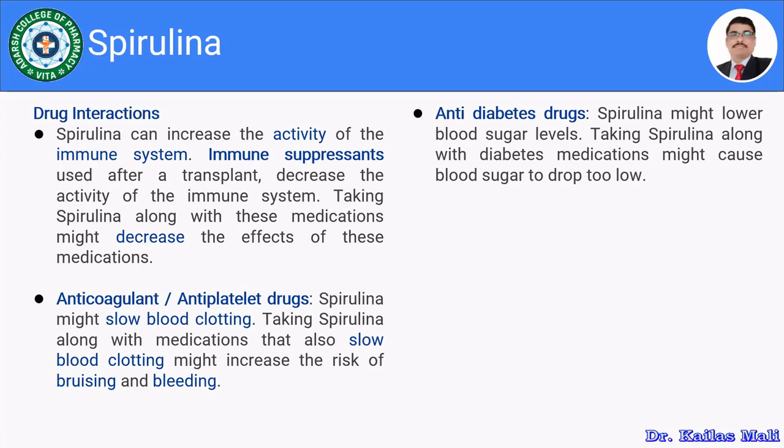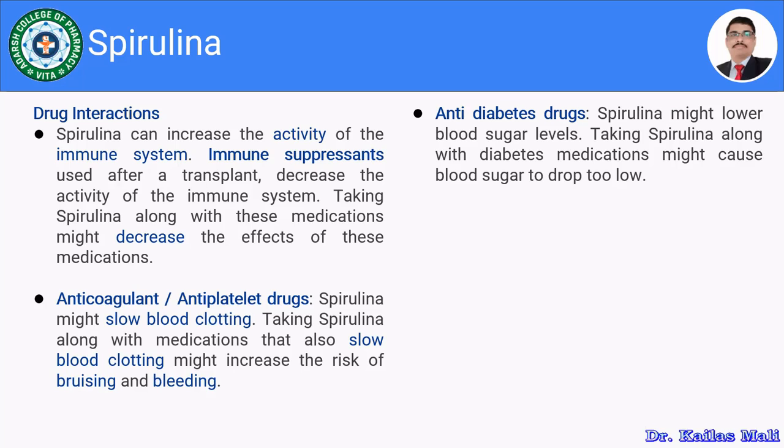Second drug interaction is related with the anticoagulant and antiplatelet drug. Spirulina might slow down the blood clotting. So taking spirulina along with medication that also slows the blood clotting might increase the risk of bruising and bleeding. If we prescribe spirulina along with certain anticoagulants like warfarin or antiplatelet drugs like aspirin, that may lead to the chances of bruising or bleeding.